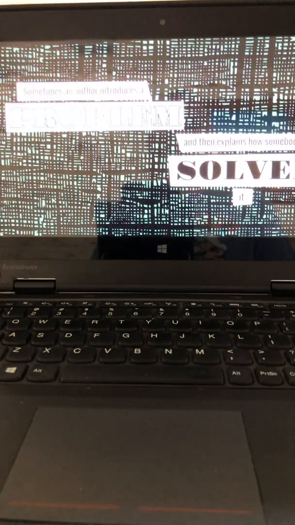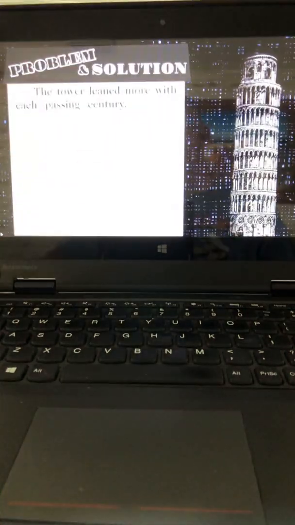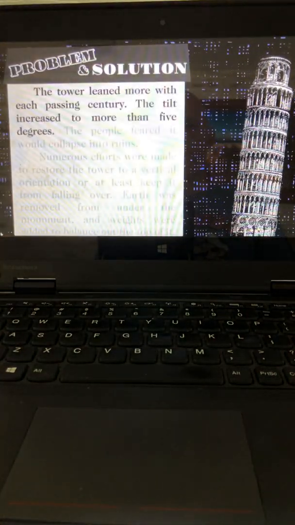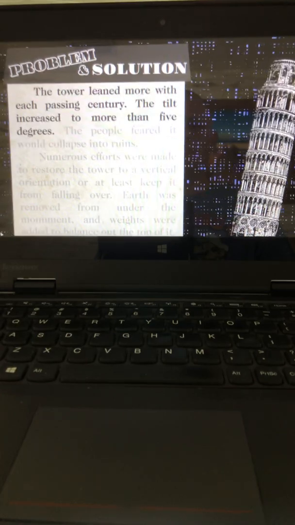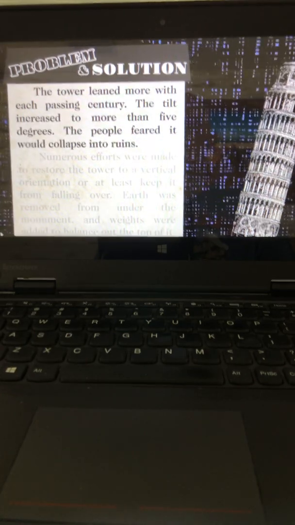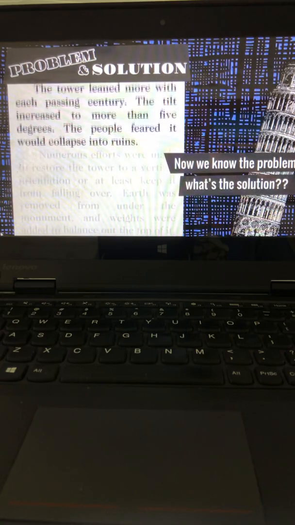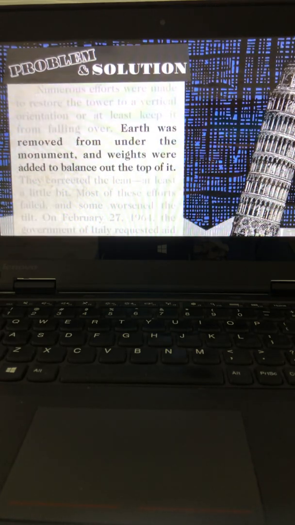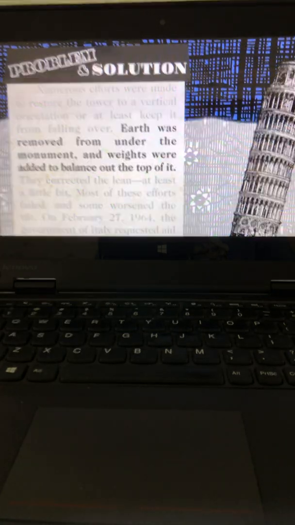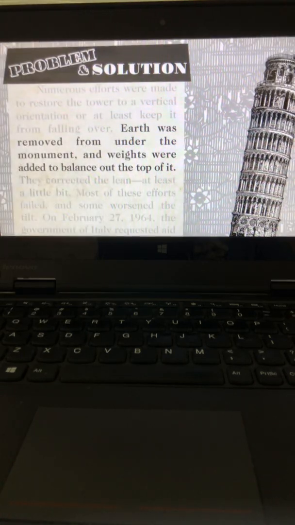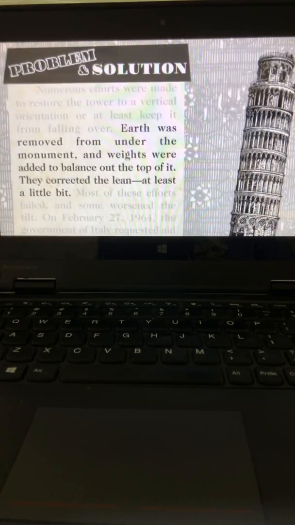Sometimes an author introduces a problem and then explains how somebody solved it. The tower leans more with each passing century. The tilt increased to more than 5 degrees. The people feared it would collapse into ruins. Now we know the problem. What's the solution? Earth was removed from under the monument and weights were added to balance out the top of it. They corrected the lean at least a little bit.